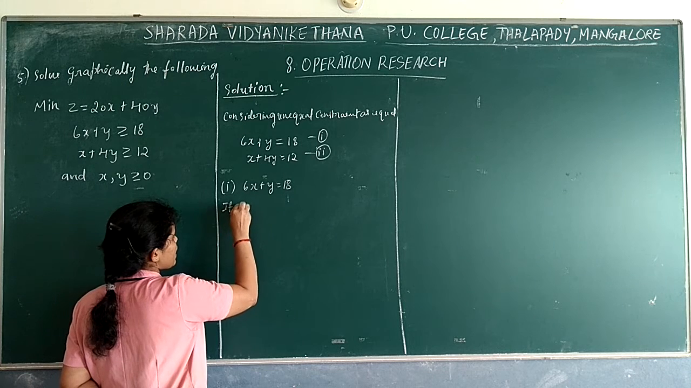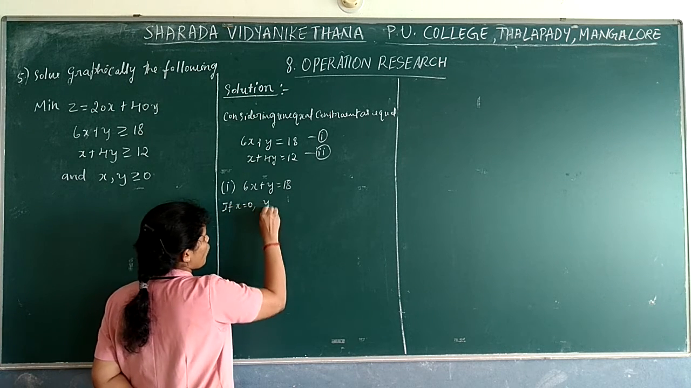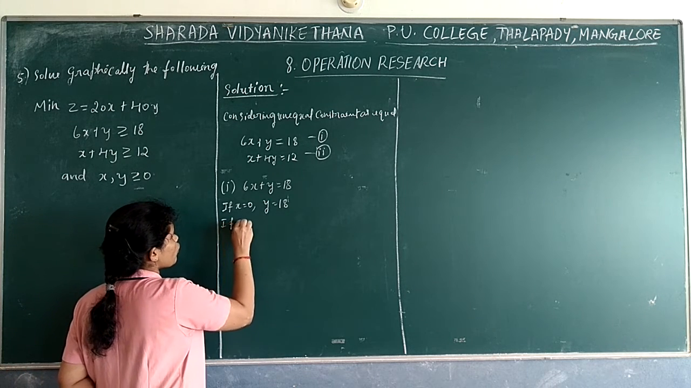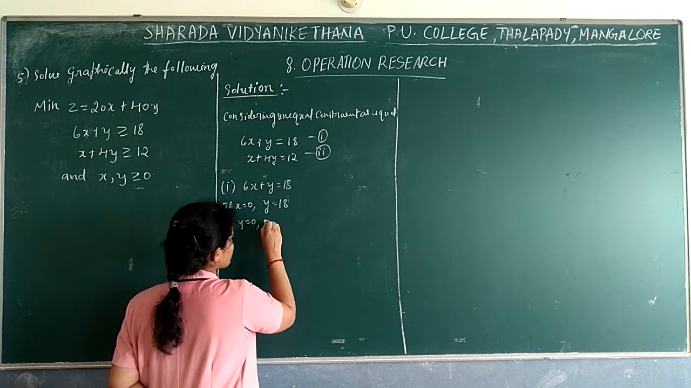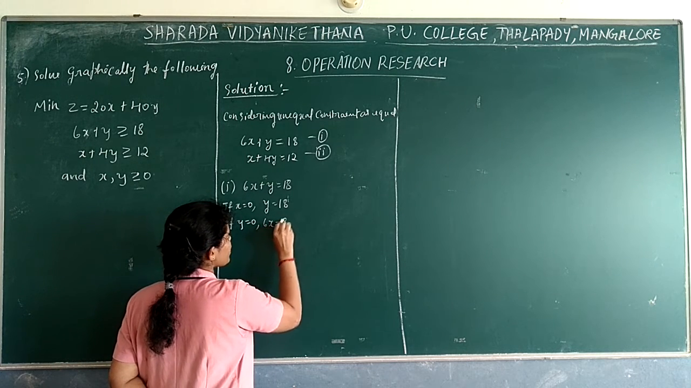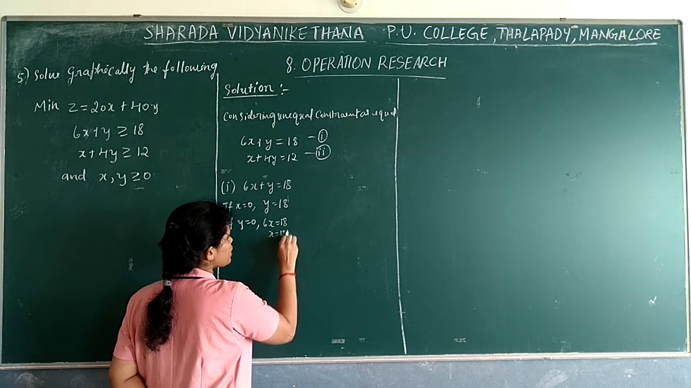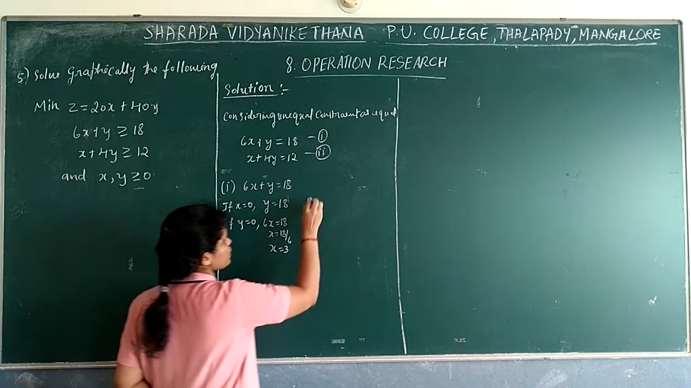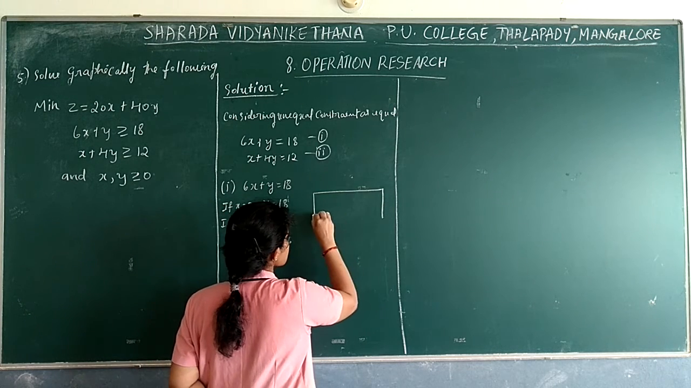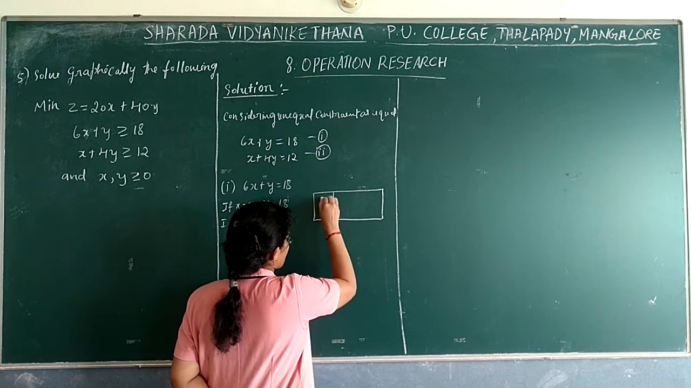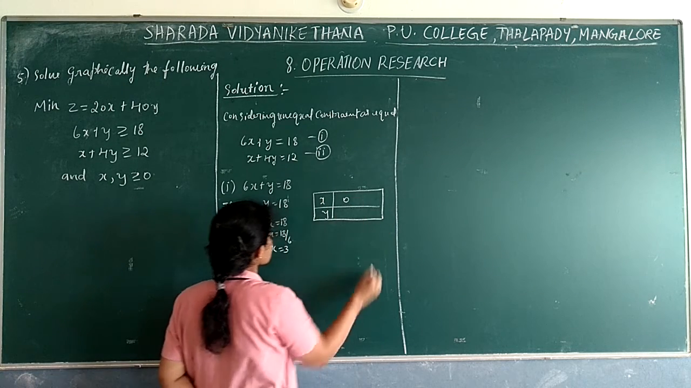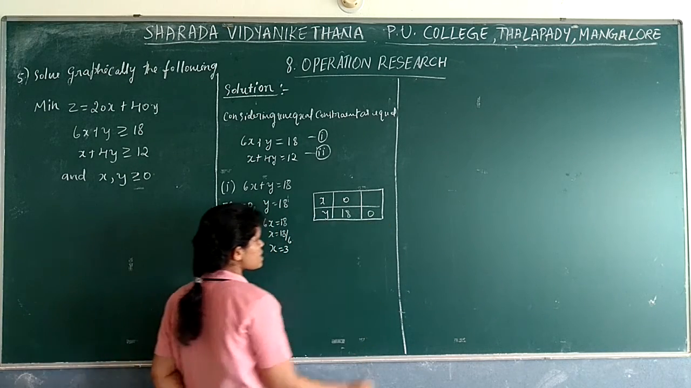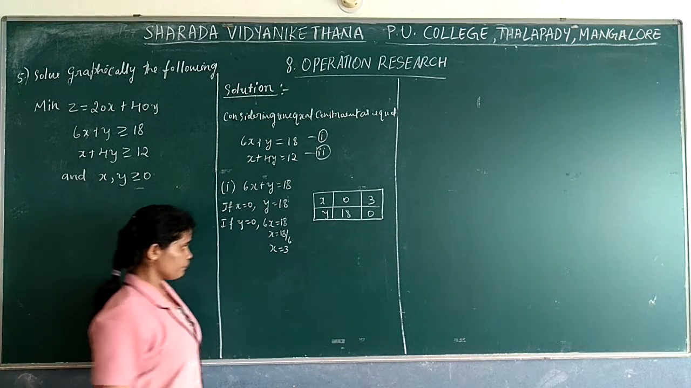If x is equal to 0, y is equal to 18. Then if y is equal to 0, what will remain? 6x is equal to 18 will remain. x is equal to 18 by 6. So what is the value of x? x we get as 3. So here we get values as x, y: first one 0 and 18, and when y is 0, x is 3.